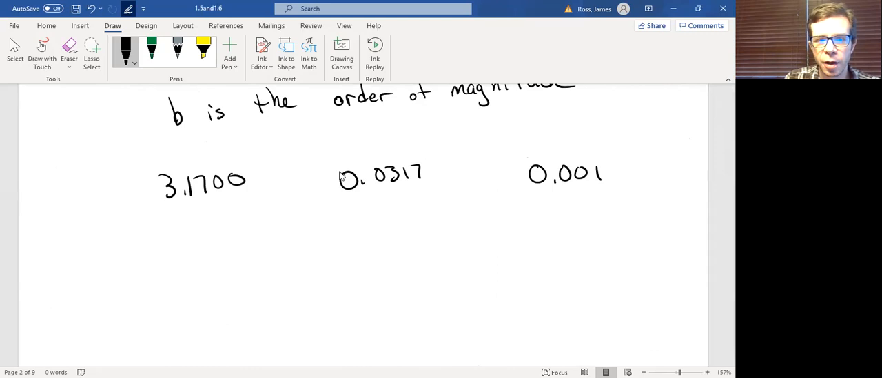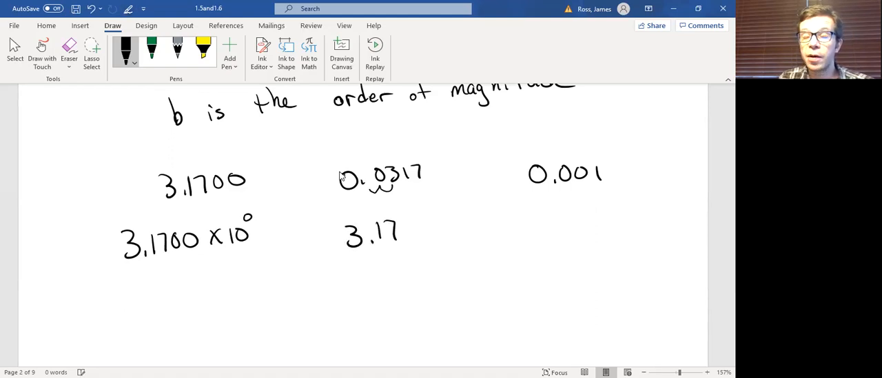Well, this one is already a number between 1 and 10. So we have 3.1700 times 10 to the 0. 10 to the 0 is 1, right? So this is your unitary order of magnitude, unit 1. If we were to look at this one, we're going to have to multiply it by 100 to get to a number between 1 and 10. So we would say 3.17, but we had to multiply it up by 100 to get to that. So we're going to need to multiply by 10 to the minus 2, which is 1 over 100.